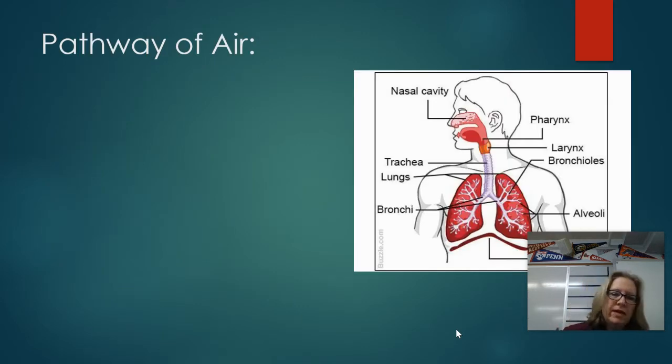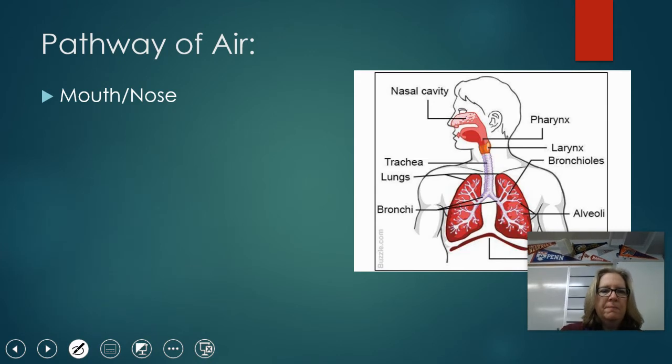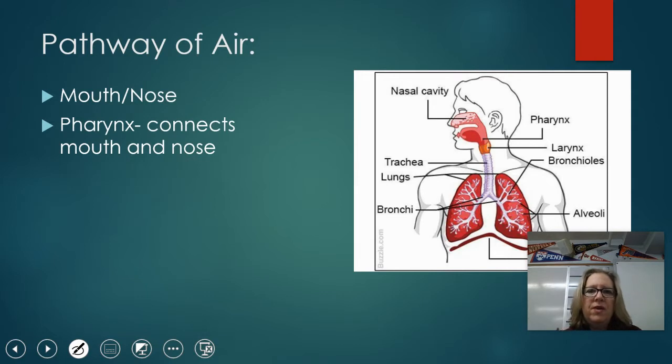Pathway of air. Okay, so obviously the air is going to come in through either your mouth or your nose. Okay, you can inhale through your nose or your mouth. We're going to talk about mouth breathers on the next slide here. Okay, that air then joins in your pharynx. Okay, so your pharynx is kind of the back of your throat, kind of back behind your tongue. Your nose leads to that, and so does your mouth, okay? And so once it gets to the pharynx, the air is together. It doesn't matter where it came from.